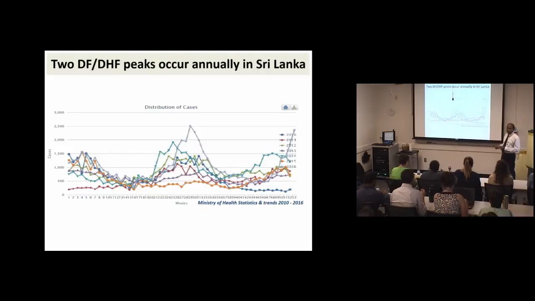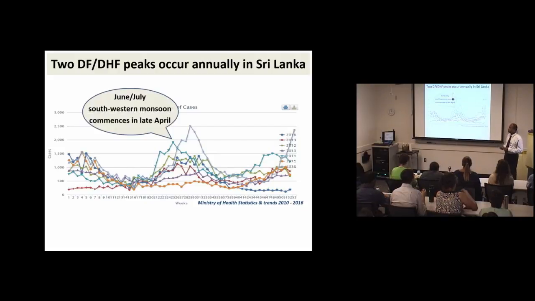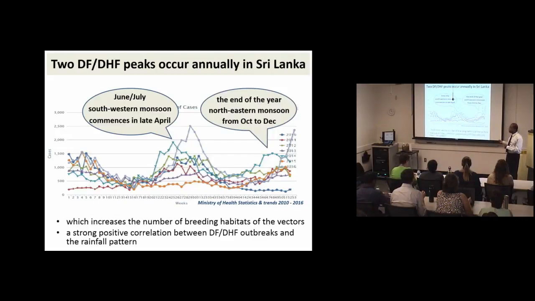This is the pattern of cases across the year. You can see 2 main peaks. The first peak, which is the larger one, usually arrives in the June-July period, which follows the first southwest monsoon. And the second peak, much smaller, comes towards the end of the year, which follows the northeast monsoon. The 2 monsoons create more breeding places, so the vector density goes up, which in turn is reflected in the increased number of dengue cases.